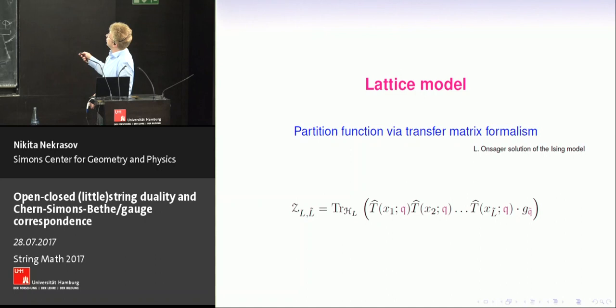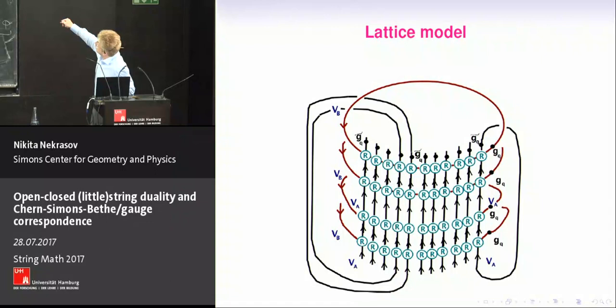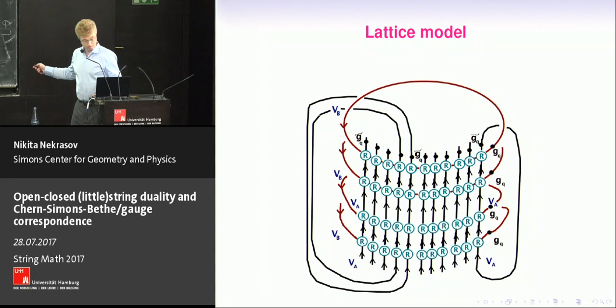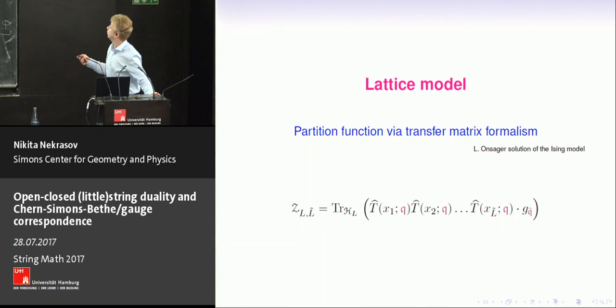And again, you can introduce the twist. This time, it's a different twist parameter. So here it was Q, there it will be Q tilde. And so the general lattice model, which you can get in this way, will depend on two types of twist parameters. It will have two sizes: the size in the space direction, L, and the size in the time direction, L tilde.